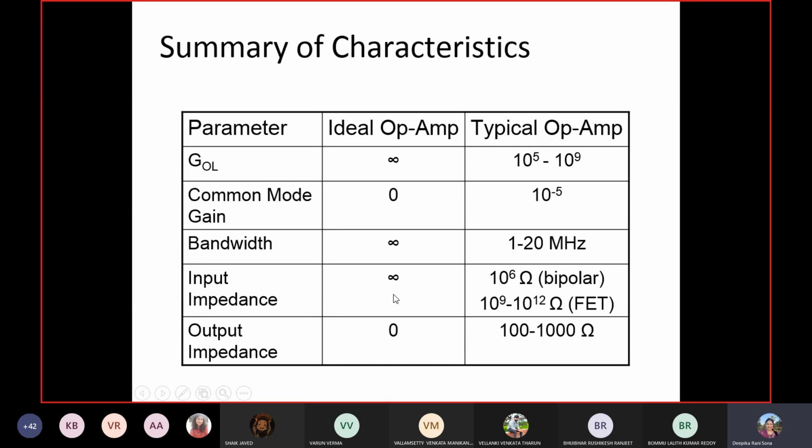Input impedance is infinite for the ideal op-amp, while for a BJT type of op-amp the input impedance is 10 to the 6 ohm, and for a FET type of op-amp the range is 10 to the 9 to 10 to the 12 ohm. For output impedance, the ideal op-amp always has 0 output impedance, but typically it is not 0. It shows some value within the range of 10 to 1000 ohm.